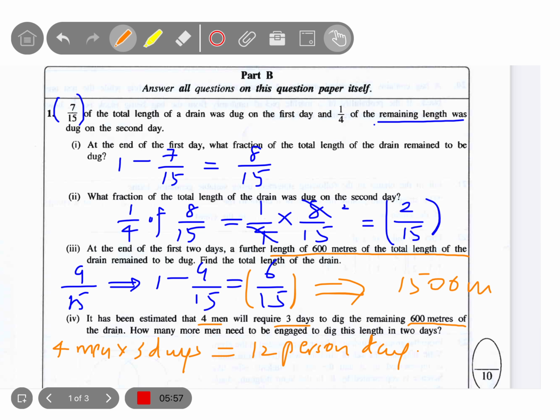Now what they are asking is for this same work to be completed in 2 days, then how many people do you need? Still you need 12 person days. That won't change. So that means you need 6 persons, because to create 12 person days of work in 2 days you need 6 persons. They already have 4 people. So how many additional people do you need? That's also something to note: how many more men need to be engaged to dig this length in 2 days? 2 more persons is the answer.